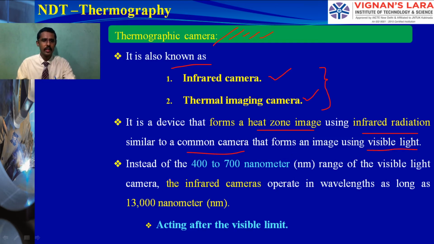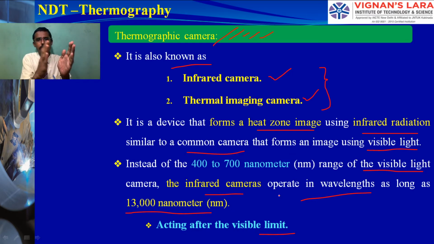Instead of the visible range of 400 to 700 nanometers, the infrared camera operates in wavelengths as long as 13,000 nanometers. So it acts after the visible limit, the next range after 1. So it is around 10 to the power of 2 micrometers, 12,000 nanometers or 13,000 nanometers.